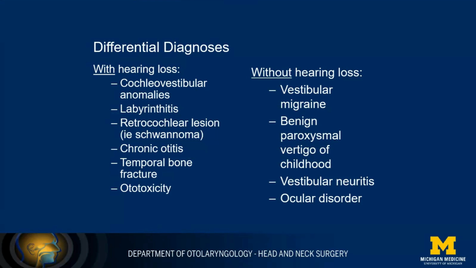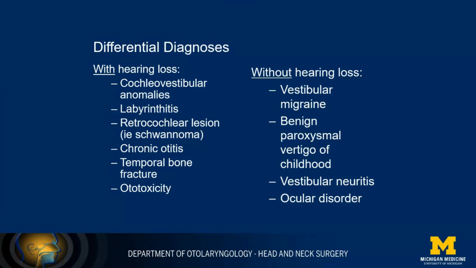It's possible to have a retrocochlear lesion, particularly in NF2. They may just have chronic otitis media, but have had a temporal bone fracture. And then there are issues with ototoxicity in children. So, you have chemotherapy, you have tobramycin in children with cystic fibrosis. They can have ototoxic exposure.